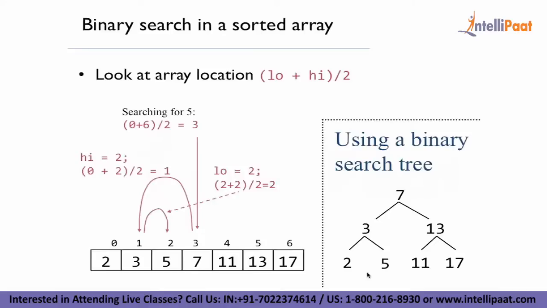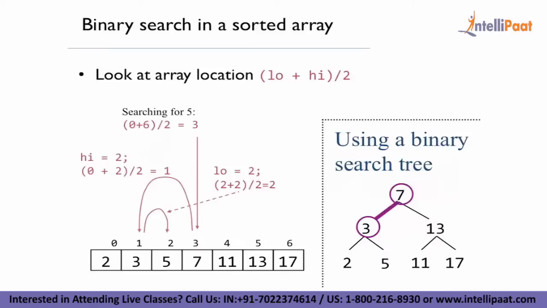Now, how is this structure helpful in searching? Suppose you want to search for 5. We will compare 5 with the root. So 5 is less than 7. So definitely our 5 is not at the right side of 7. It will be at the left side of 7. So we will traverse left. Traversing left, what do we find? We find 3.